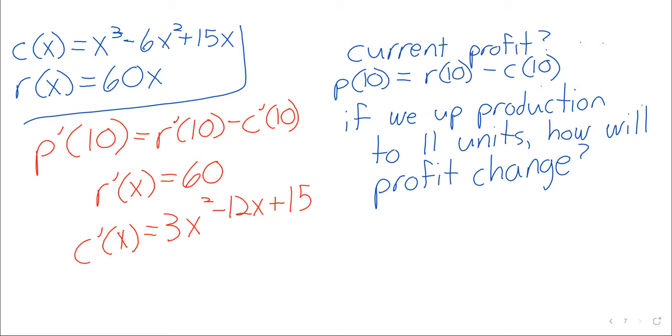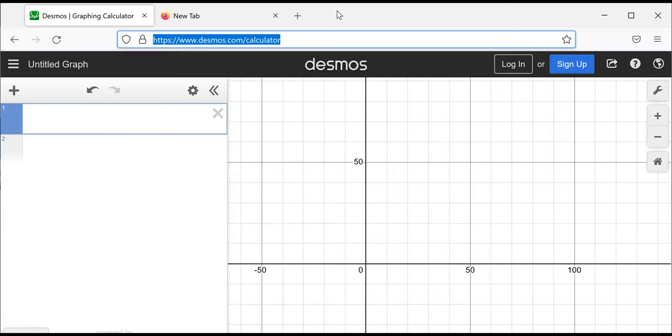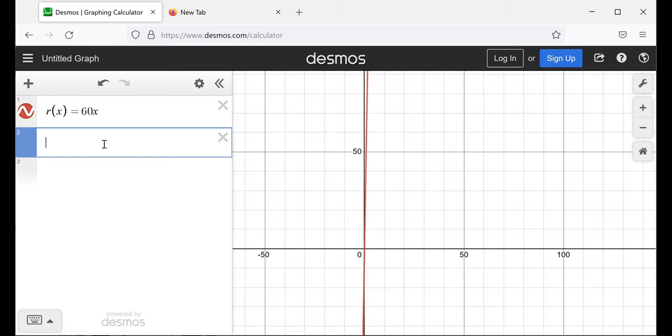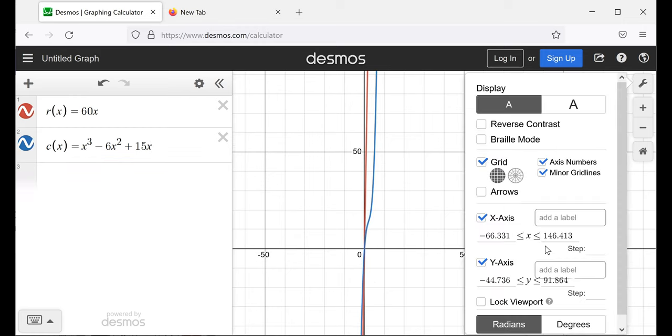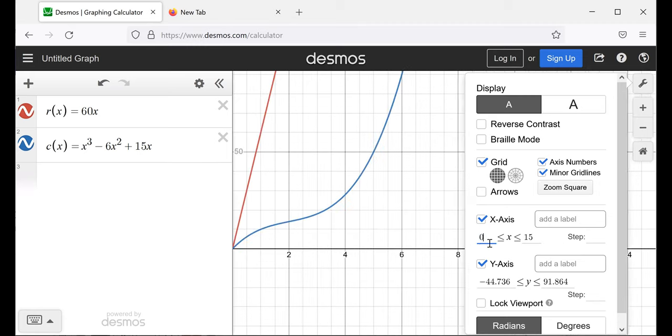Let's take a look at the graphs. Let's do a little graphical work. Let me share this. So here's the revenue. And here is the cost. I know you can't really see a whole lot because of our scale. Let's not let X be so big. Maybe let's let X go from 0 to 15.